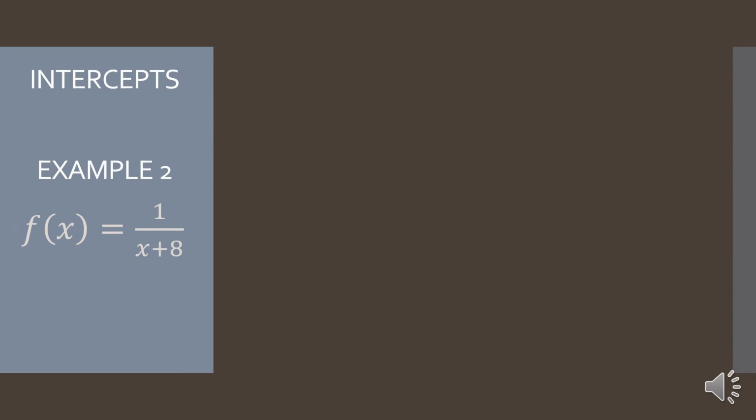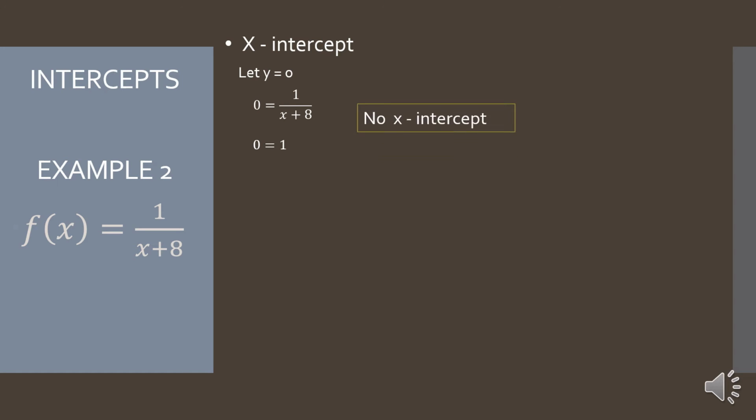Now let us find the x and y intercepts of the function. For the x-intercept, we need to let y be equal to 0. So 0 is equal to 1 over x plus 8, then we cross multiply, which results to 0 is equal to 1. Since 0 is not equal to 1, therefore the function has no x-intercept.